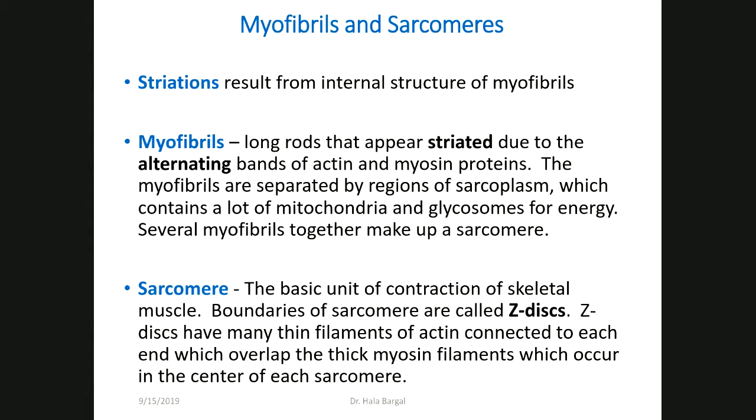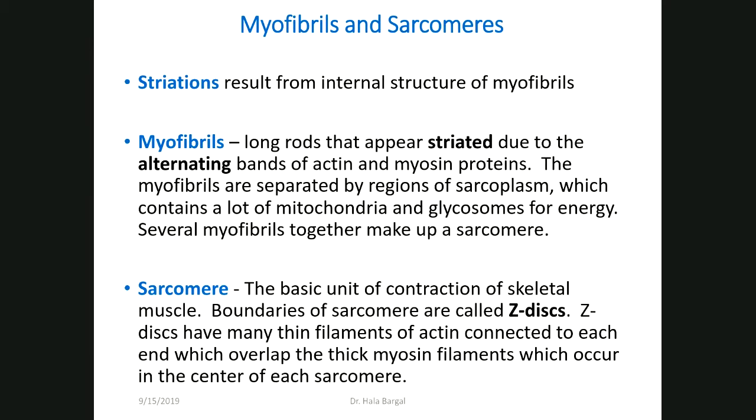The boundaries of the sarcomere are called Z-discs. Z-discs have many thin filaments of actin connected to each end, which overlap the thick myosin filaments which occur in the center of each sarcomere. Okay, so the striation results from what? From the internal structure of the muscle fiber.